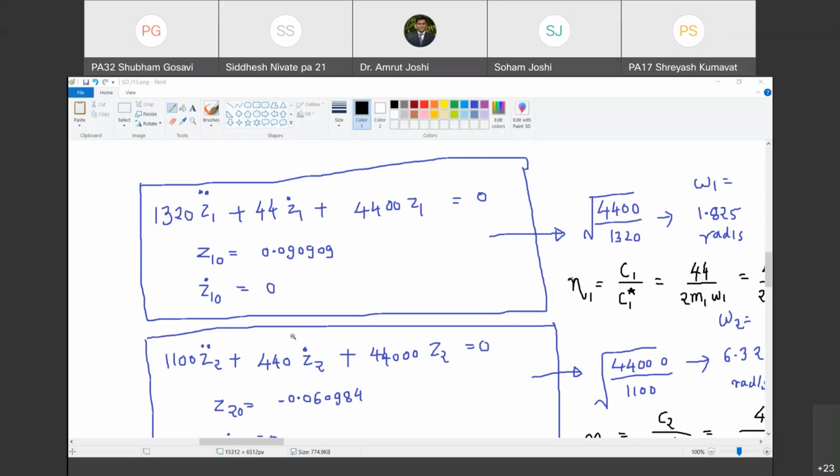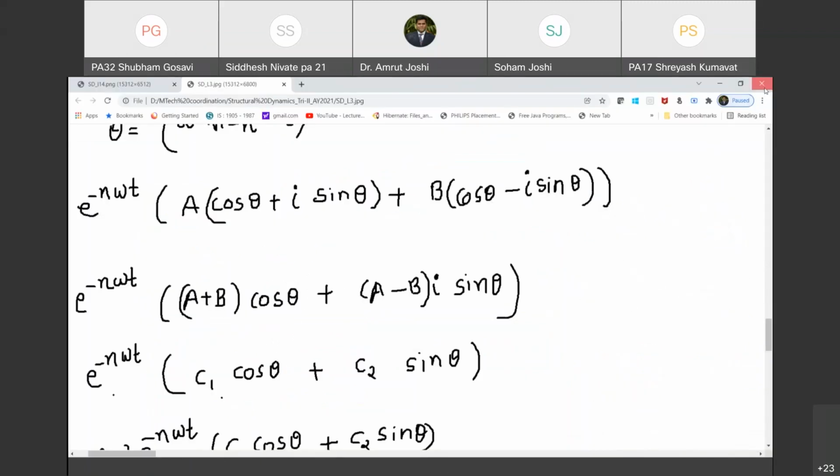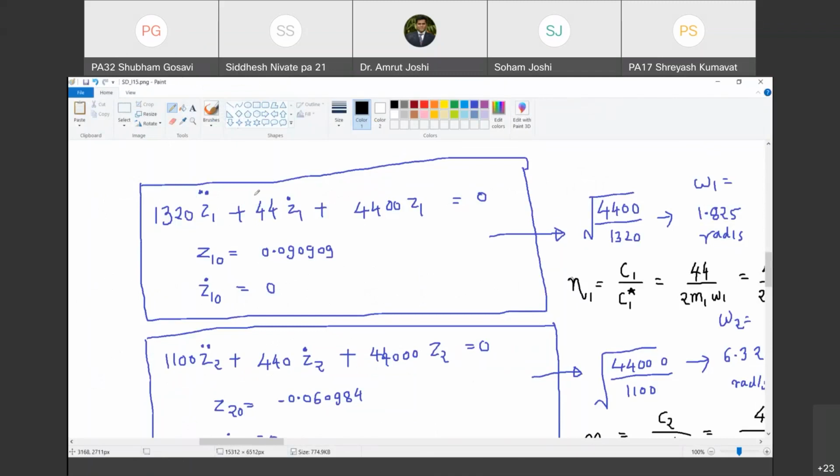Okay. So, yeah, I think I got the solution. 1 minute. Okay, let us not rely on that solution. We can derive it ourselves here. What is the typical solution for this?